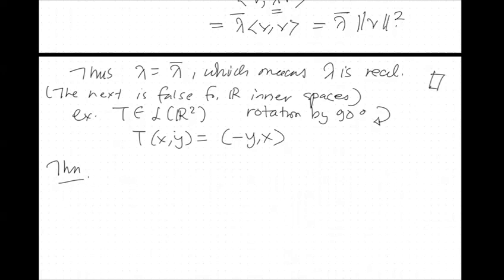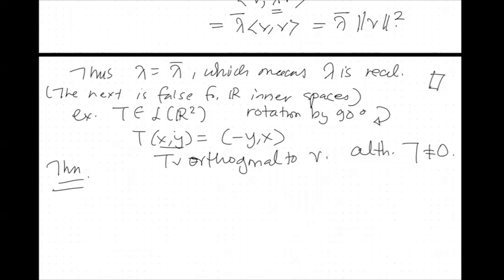And of course, here, T of v, if this is our v, is just orthogonal to v. Because the angle between (x, y) and (negative y, x) is 90 degrees, although T is not 0. So the next theorem is only true for complex numbers.